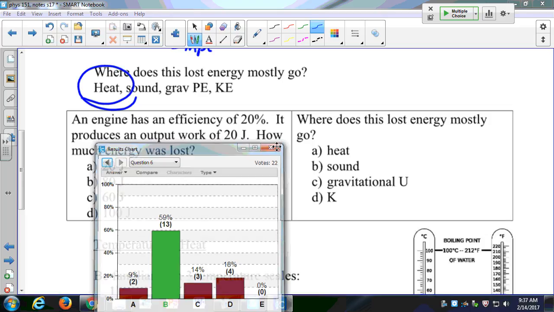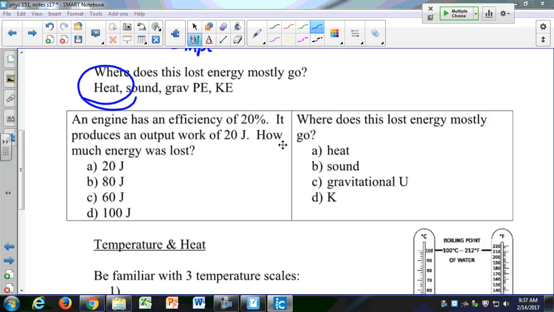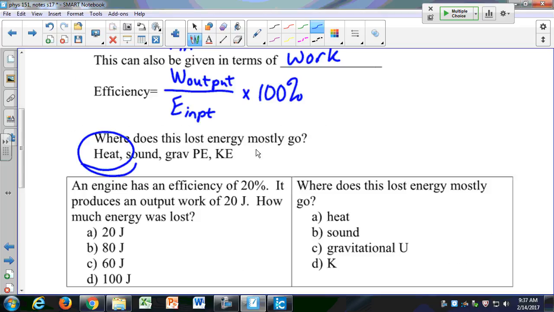You'll probably see one like this on the test. So let me show you. Our output work, let's go back up to this equation. On the test, there'll be simpler numbers like this, so you won't need a calculator or anything. So our output work is 20 joules. So I'm just putting it in here, 20 joules divided by my input. I don't know how much energy we put in, times 100. That's equal to, we're told, 20%.